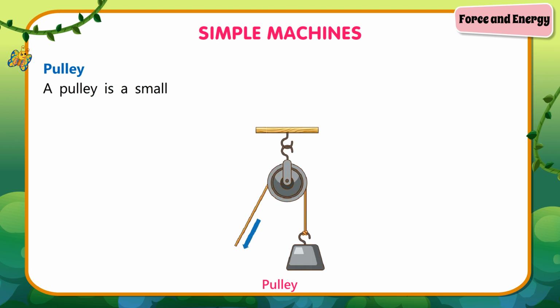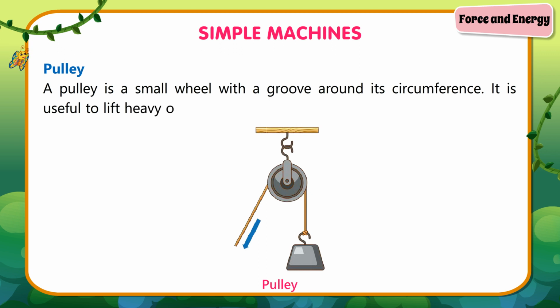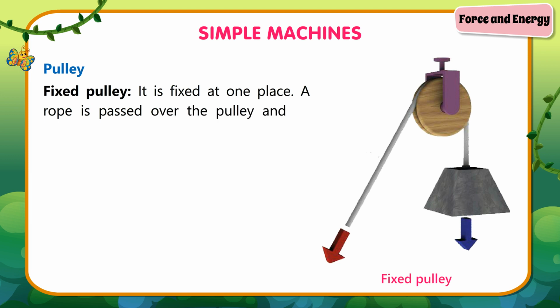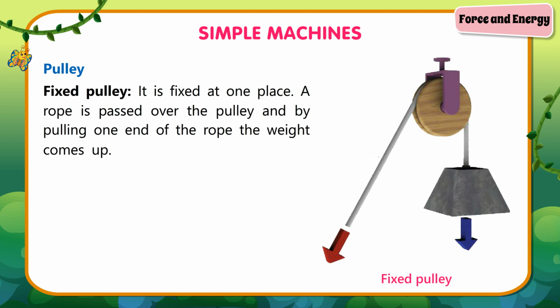Pulley. A pulley is a small wheel with a groove around its circumference. It is useful to lift heavy objects when used with a rope. There are 2 types of pulleys. Fixed pulley. It is fixed at one place. A rope is passed over the pulley and by pulling one end of the rope, the weight comes up.